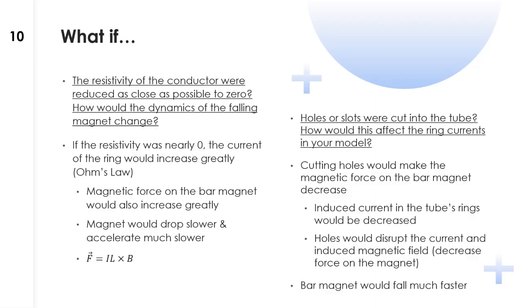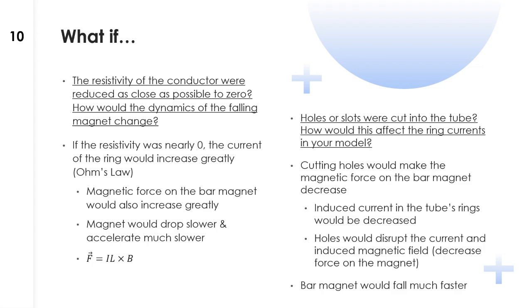So if the resistivity was nearly 0, the current of the ring would increase greatly by Ohm's law, because the EMF would remain constant and resistance would decrease, therefore current would increase. So the magnetic force on the bar magnet would increase and the magnet would drop much slower and therefore accelerate much slower because F equals I L cross B.